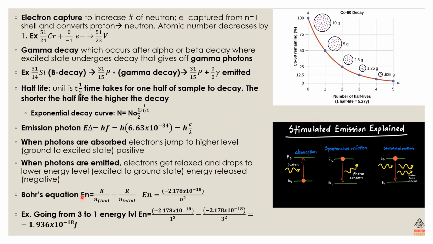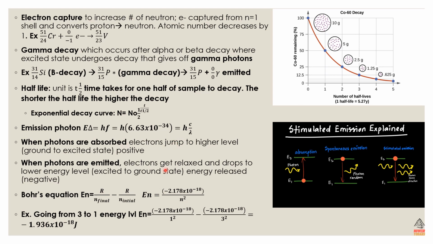Next you have photon emission. The energy of a photon is h times frequency, where h is Planck's constant, 6.63 times 10 to the power of negative 34. It can also be written as h times the speed of light divided by the wavelength.